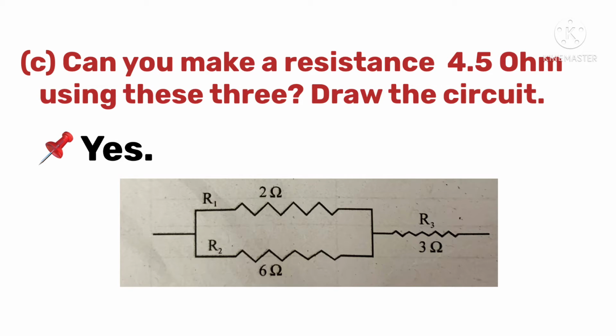C. Can you make a resistance 4.5 ohm using these three? Draw the circuit. Yes, we can make. The circuit is given here.